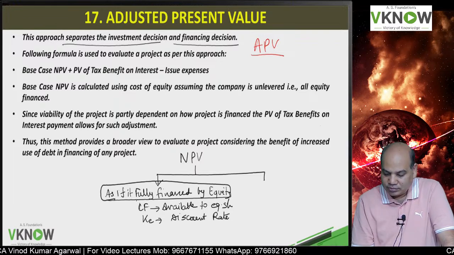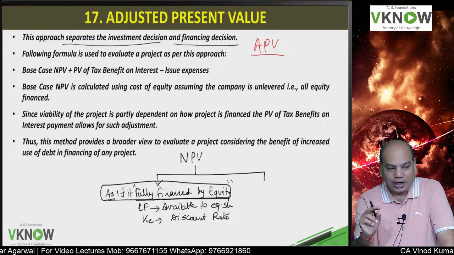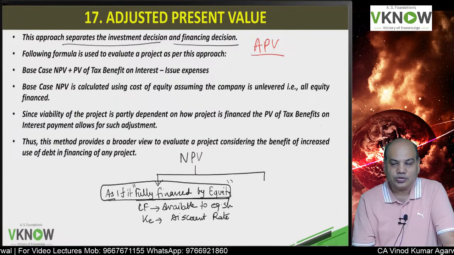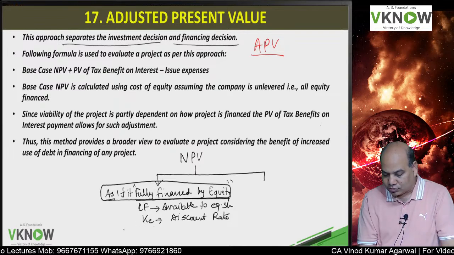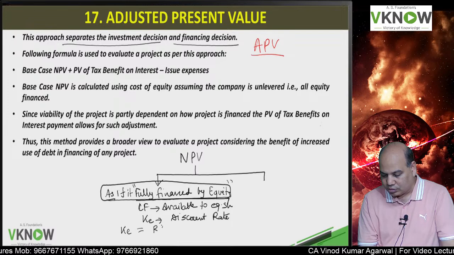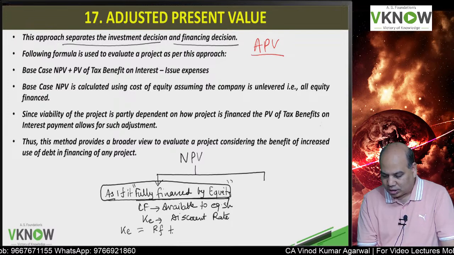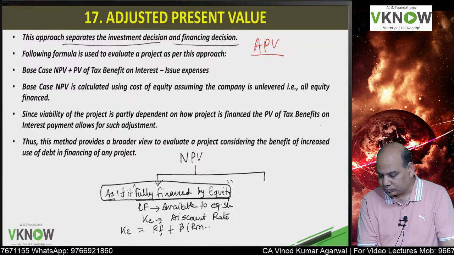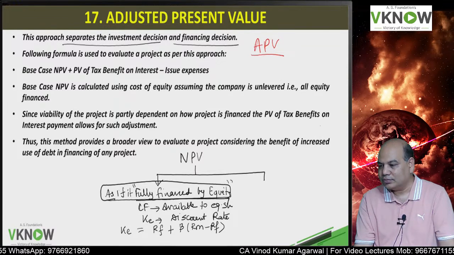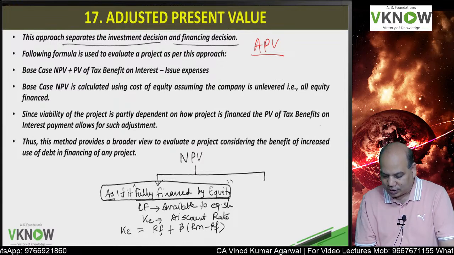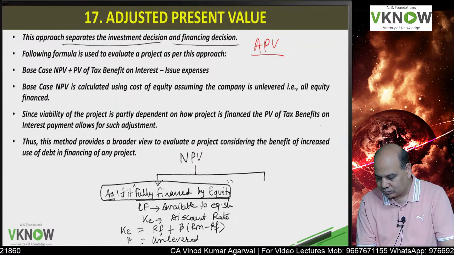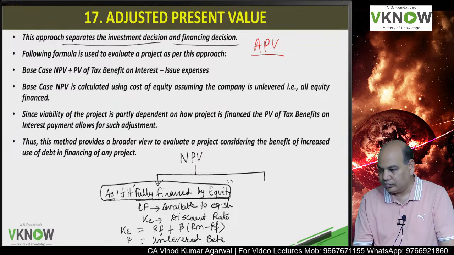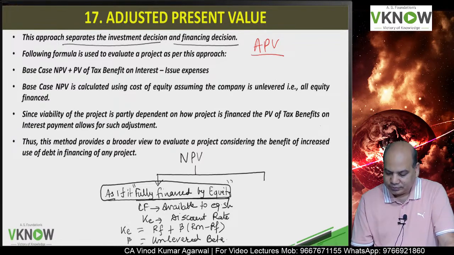Forget for some time that there is any debt. Had it only been financed out of equity shares, what would have been the NPV? And for cost of equity, if required, use the CAPM formula, RF plus beta into (RM minus RF), and beta will be unlevered beta.